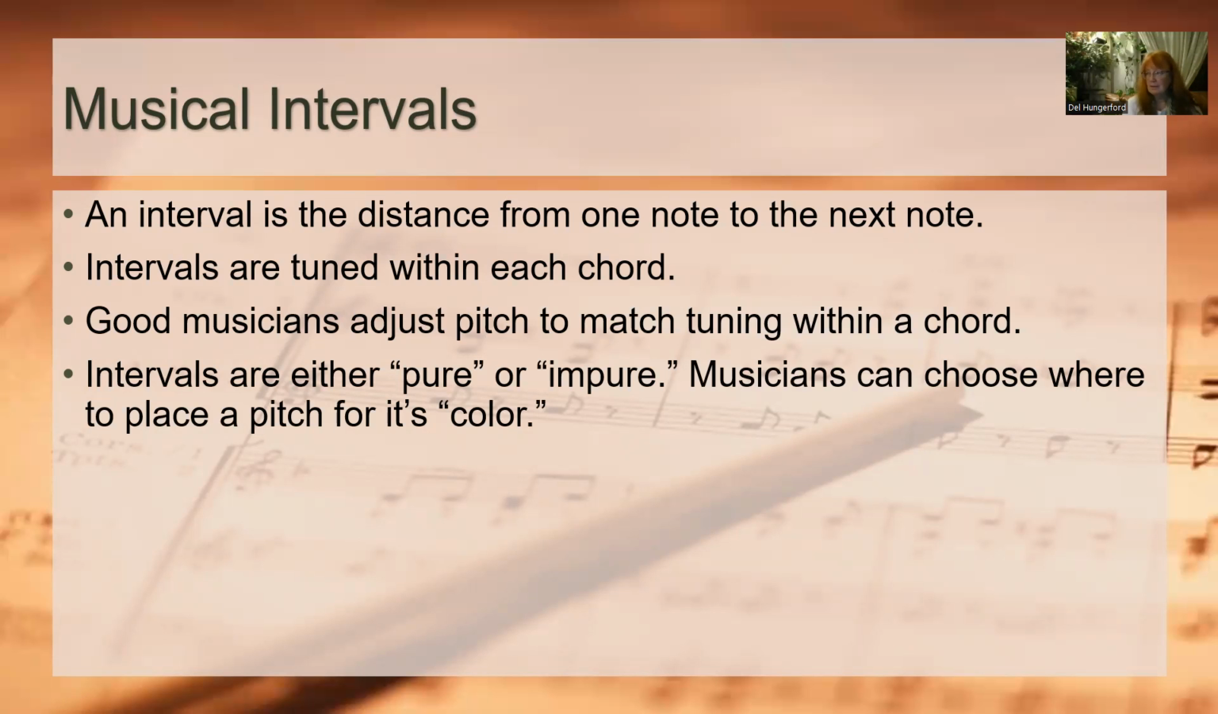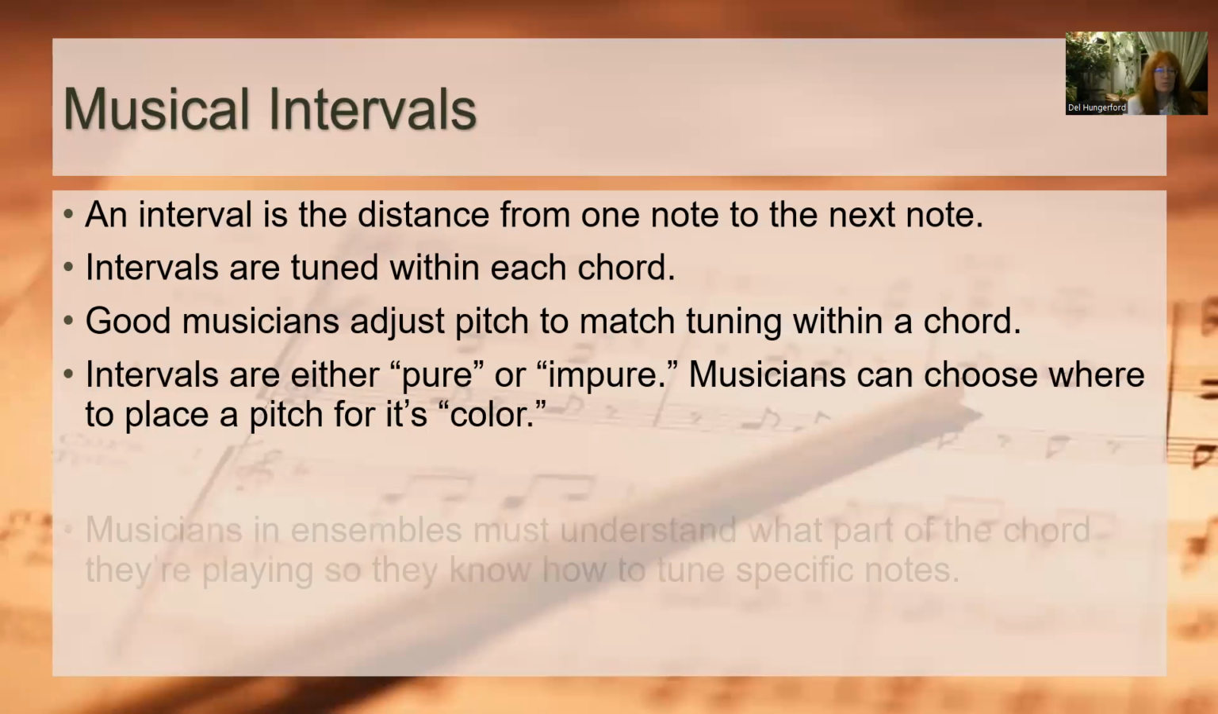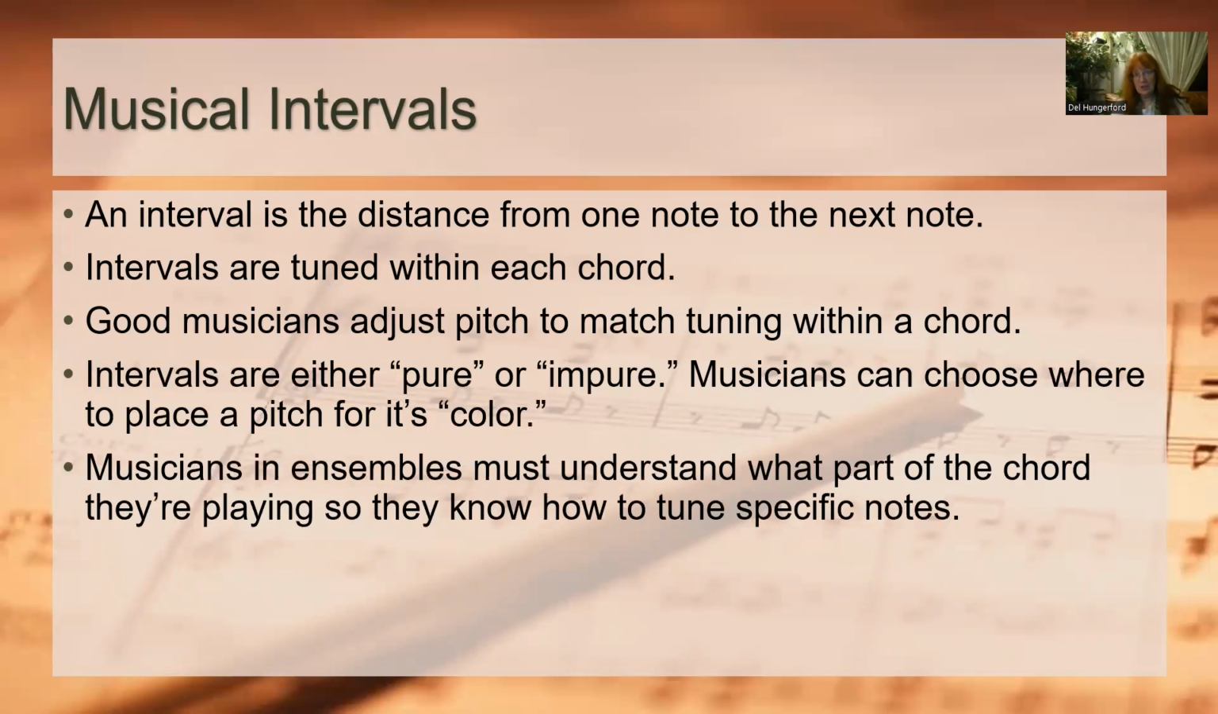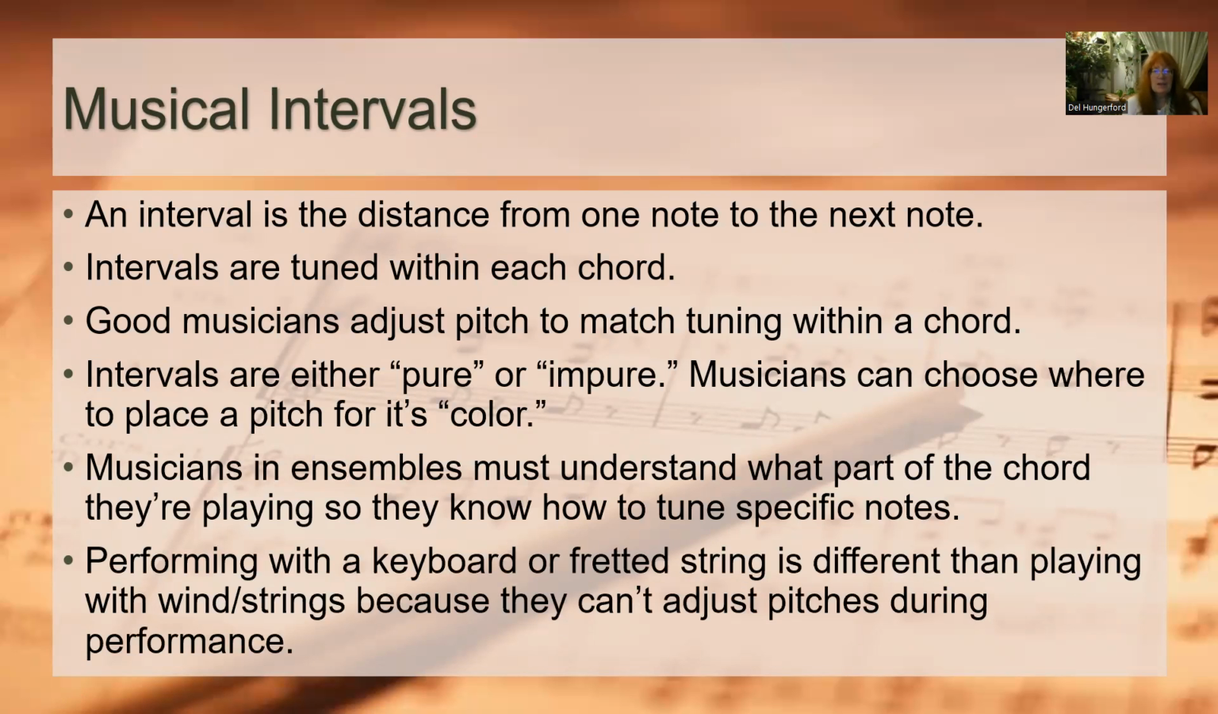You're tempering it. You basically just change from equal temperament. So we really never stay in equal temperament unless you're a piano player or fretted keyboard player, because we're constantly making adjustments depending on what note within the chord we're playing. Musicians and ensembles must understand what part of the chord they're playing so they know how to tune specific notes. This is one of the reasons beginners sound not so good. They haven't learned how to do that yet. Performing with a keyboard or fretted string is different than playing with wind or strings because they can't adjust pitches during performance.